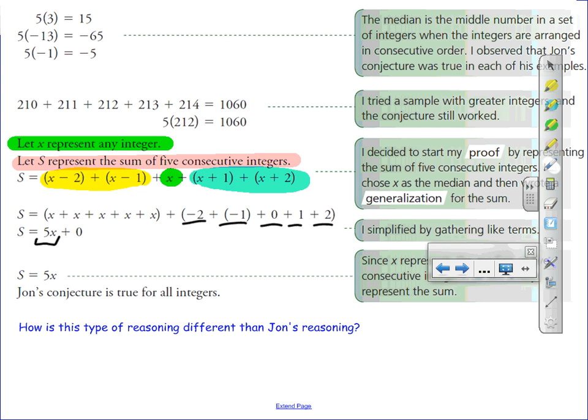So no matter what, you're getting an answer of 5x. Whatever the middle number is, in this case, that number is being x. The answer will always be 5 times that number. And so, using a deductive proof, which means to show it for all situations, John has shown the conjecture is true.